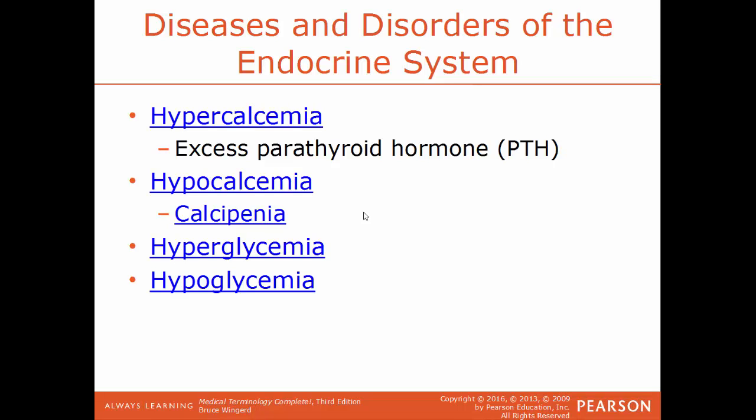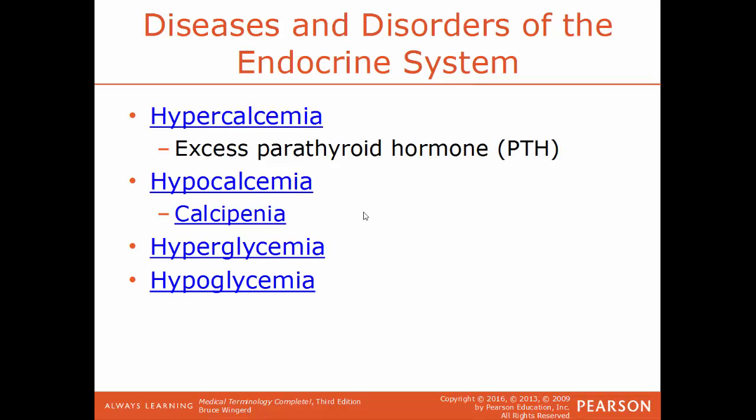Now there has to be a balance of the levels of blood calcium in the body. You don't want levels to be too high, you don't want levels to be too low. There has to be a balance, and that's controlled by the hormones calcitonin and parathyroid hormone. And when one of those hormones gets underproduced or overproduced, it's going to tilt the scales either to having hypercalcemia or hypocalcemia.